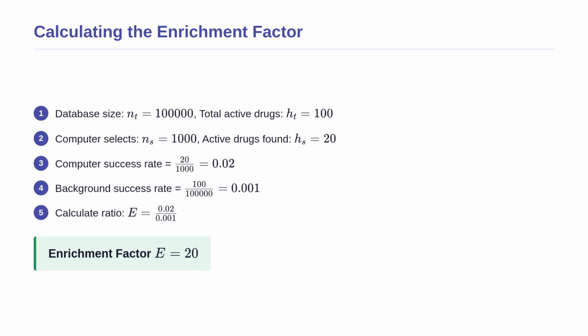First, we calculate our computer's success rate. 20 divided by 1,000 gives 0.02. Next, the random background rate. 100 divided by 100,000 gives 0.001. Dividing these rates gives us an enrichment factor of 20.